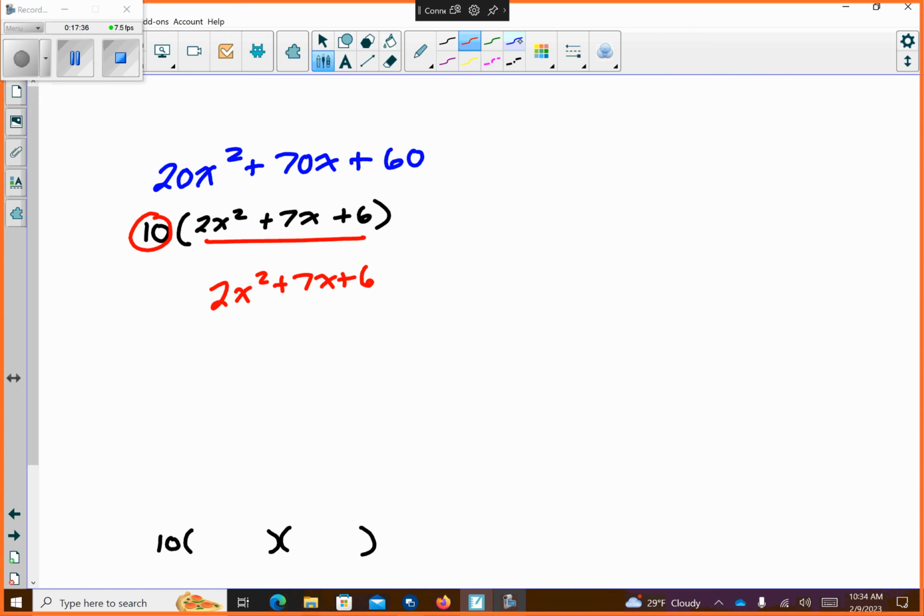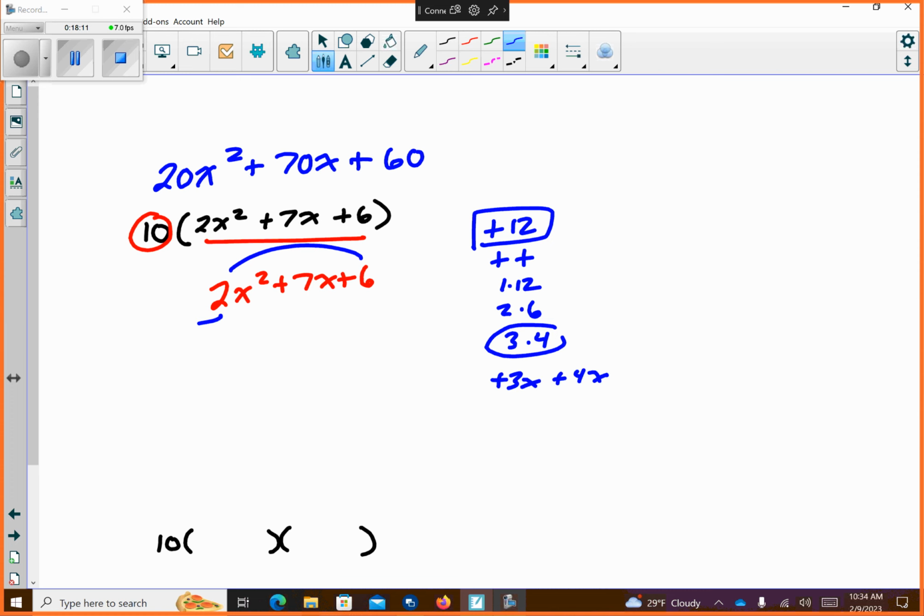And that's done the same way we've been doing it. 6 times 2 is positive 12. In order to get a positive 12, I need a positive positive or a negative negative. All the signs are positive. Therefore, they're both positive. All right, so I want to figure out the factors of 12 that add to 7. So do 1 and 12 work? Do 2 and 6 work? Do 3 and 4 work? 3 and 4 works. So I get plus 3x plus 4x. So I get 2x squared. The ends come down. I'm going to plug this into the middle. Plug it in right there.